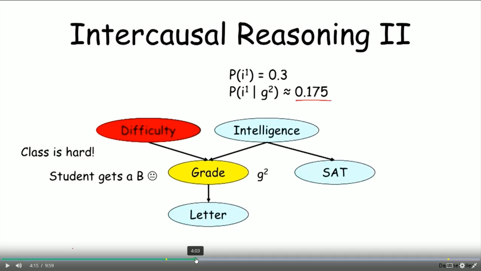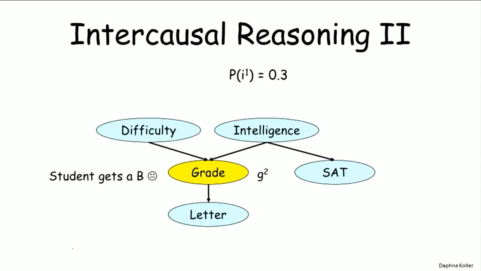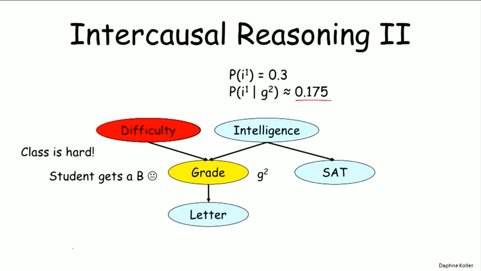The student gets a B according to this model, and so now we have that the probability of high intelligence still goes down. It goes down from 0.3 to 0.175. But now if I tell you that the class is hard, the probability goes up. In fact, it goes up even higher than this. Okay? So this is an illustration where this intercausal reasoning can actually make a fairly significant difference in the probabilities.